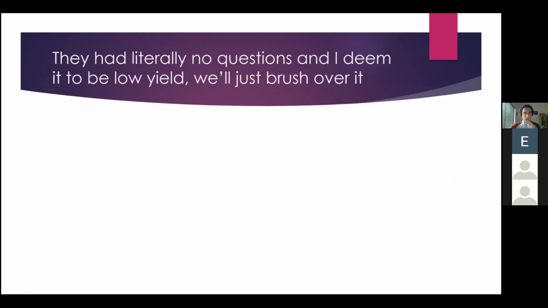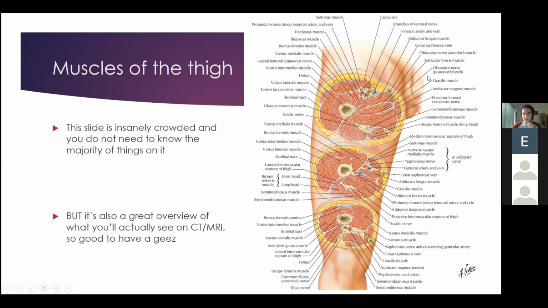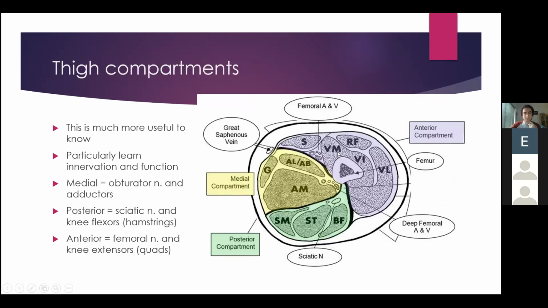Okay. Muscles: there were no questions on muscles. They haven't asked a question on muscles in any of the papers they gave you. This is a very complex looking slide. You don't need to know pretty much all of it. What it is helpful for is it'll give you somewhat more of an appreciation of what you see on CT. And that's about it.